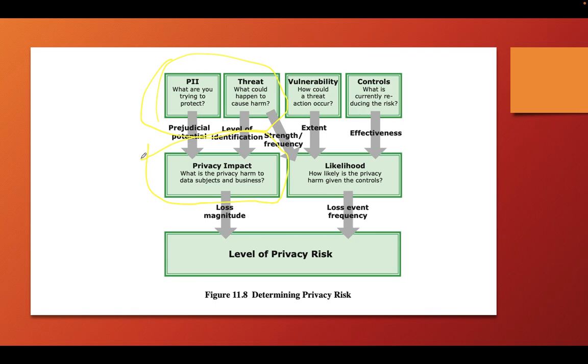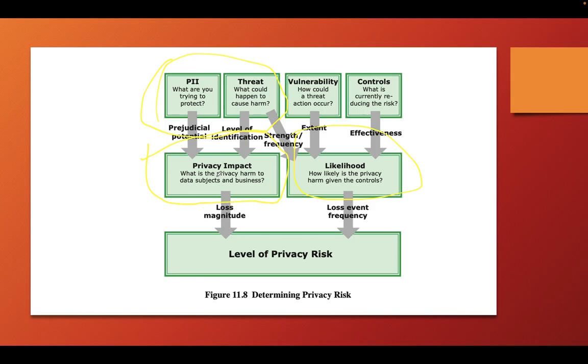Then after that, you look at the vulnerability area: the loopholes, the flaws, the area where this can happen. How could a threat occur? These are your vulnerabilities, the extent. And then you look at your control, which we looked at before. The control is what is currently reducing your risk, the effectiveness. These two determine what we call the likelihood, the probability that you will get through or solve the problem.